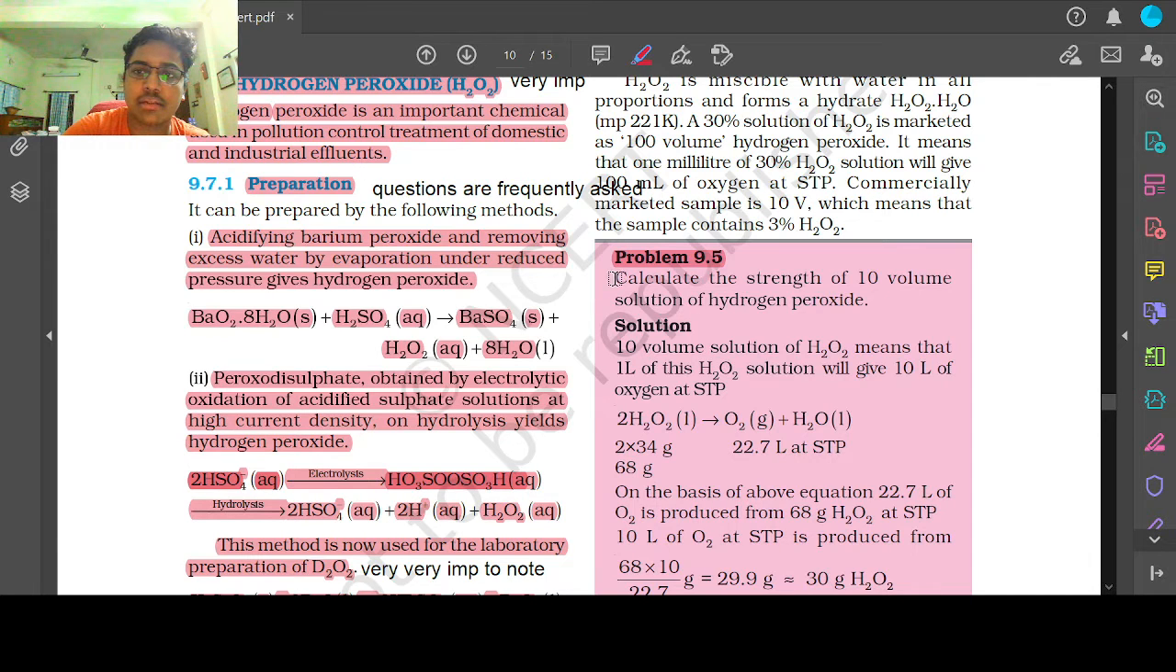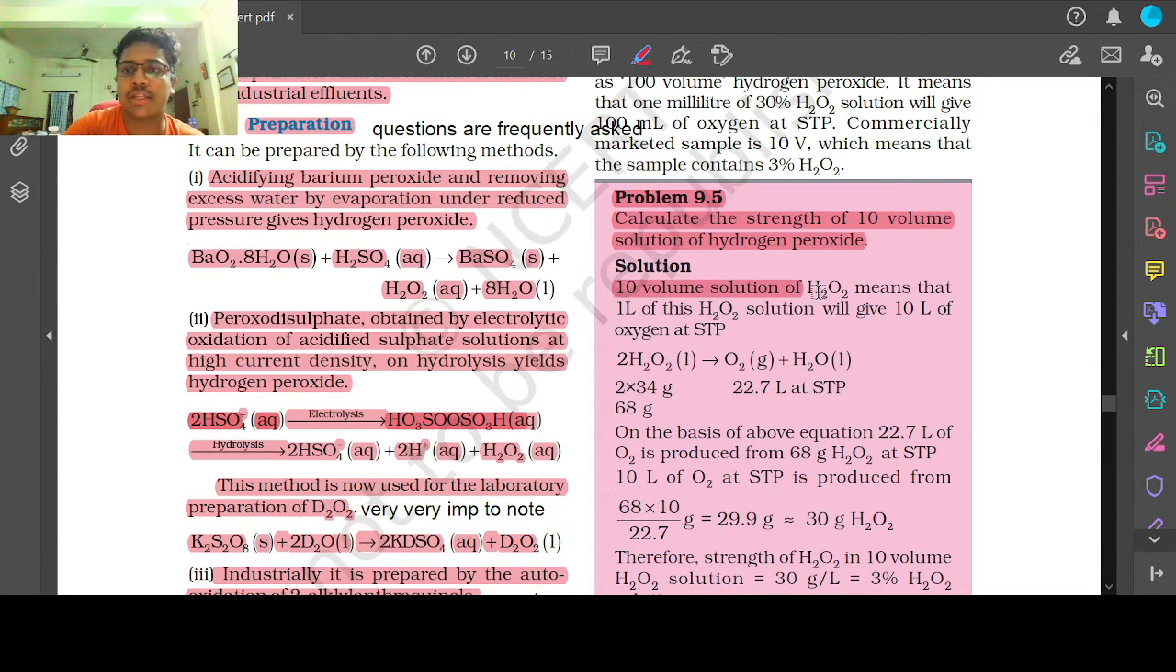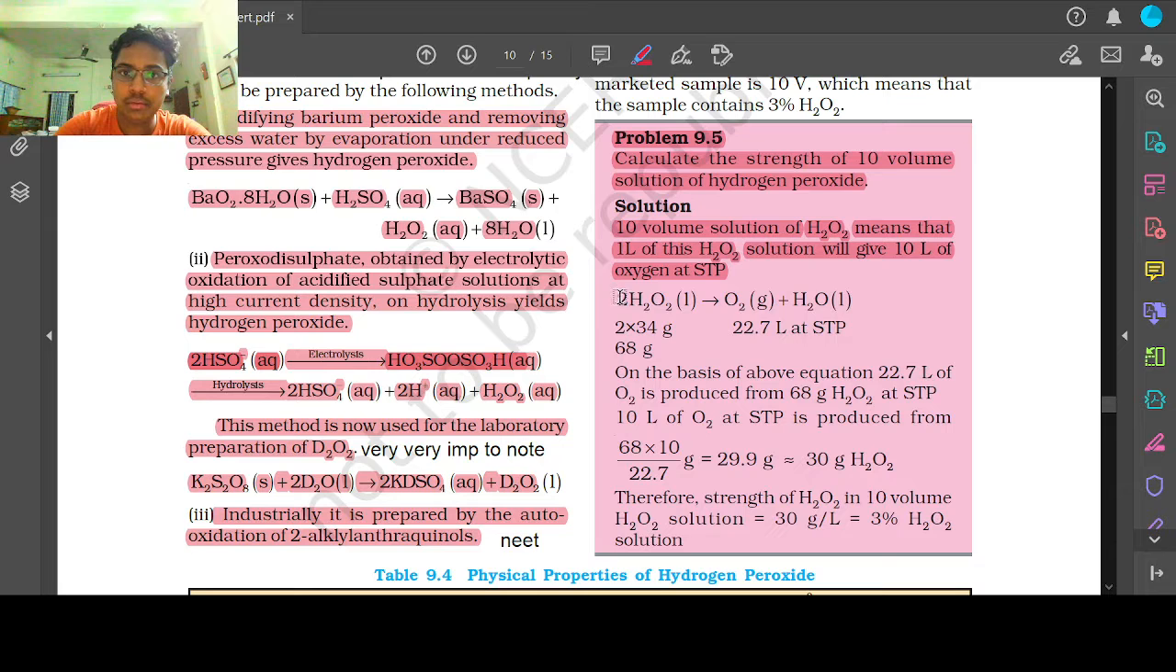Calculate the strength of 10 volume solution of hydrogen peroxide. You might be thinking, what is a 10 volume solution? A 10 volume solution of H2O2 means that 1 liter of H2O2 gives 10 liters of oxygen at STP. So if in any question you are given n volume solution of hydrogen peroxide, that means 1 liter of H2O2 gives n volumes of oxygen. This is the meaning of the statement.